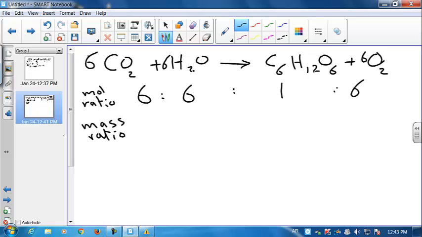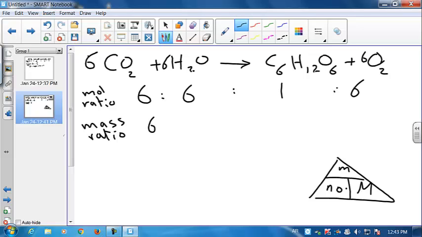I can convert mole to mass, for sure, because I still remember this equation: number of moles equals mass over molar mass, you remember? So 6 multiplied, the mole ratio is 6 moles, multiplied by the molar mass of carbon dioxide. Oxygen is 16 multiplied by 2, that is 32, and carbon is 12, so it is 44.